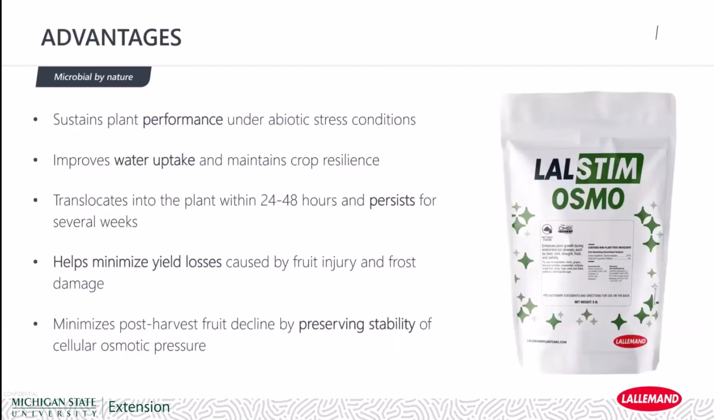So again, we have some advantages here. The one I want to draw your attention to is that it improves water uptake. So if we know frost and freeze damage is a dehydrative sort of stress, having a better water uptake and having a regulated water uptake is really going to help with your crop resilience. It'll also translocate within 24 to 48 hours and persist for several weeks. So reapplication intervals are, I believe, 1 to 3 weeks for frost protection, but you do get a fair bit of coverage. It'll also help minimize your yield losses.